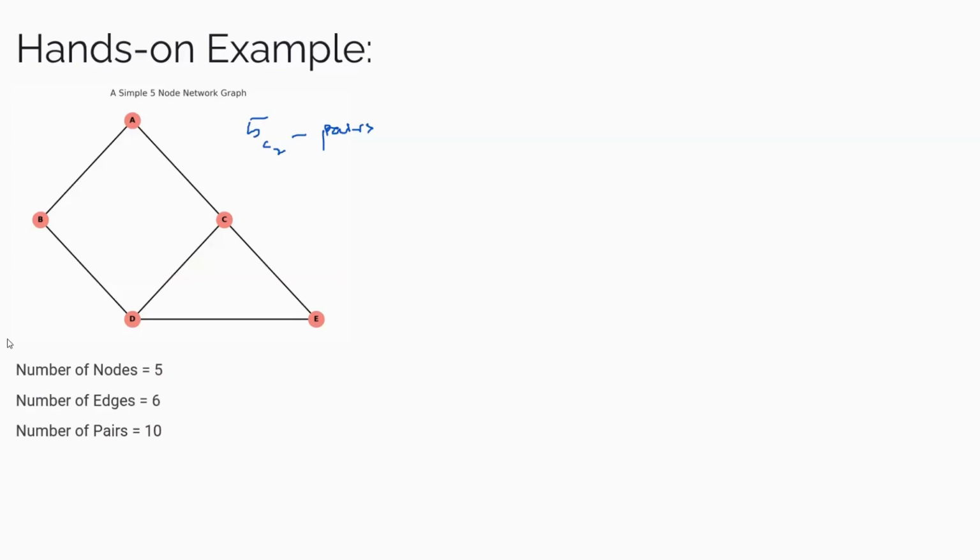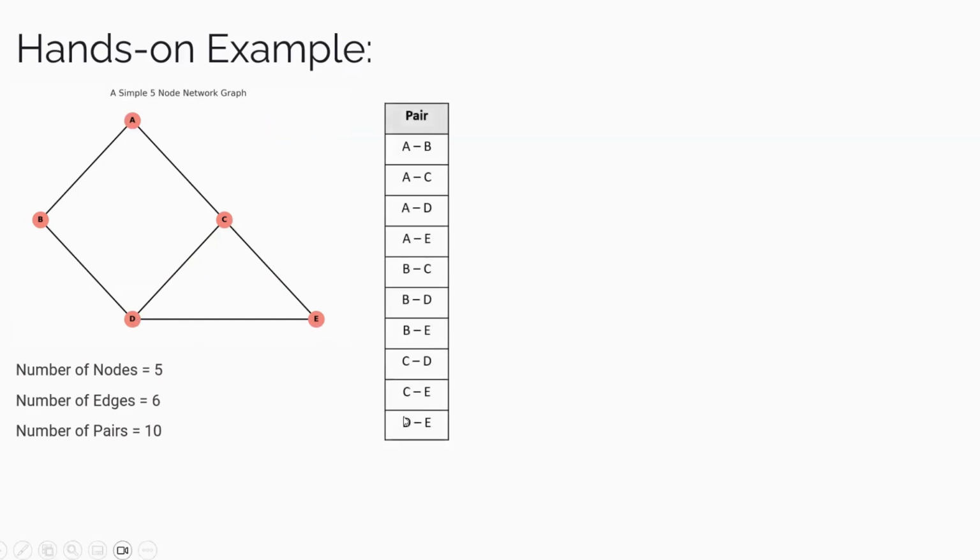What are those pairs? AB, AC, AD, AE. This is with respect to node A. Then we will have BC, BD, and BE. Then from C, CD, CE, and finally DE. So these are the total pairs. Now we will look at the shortest paths which are passing through these nodes. Let's look into the shortest paths.